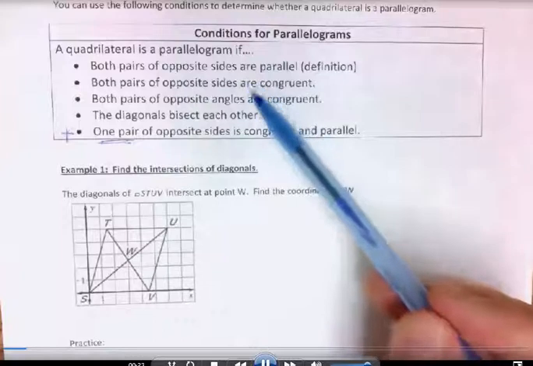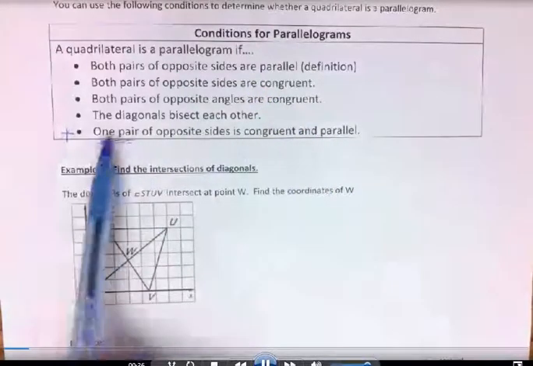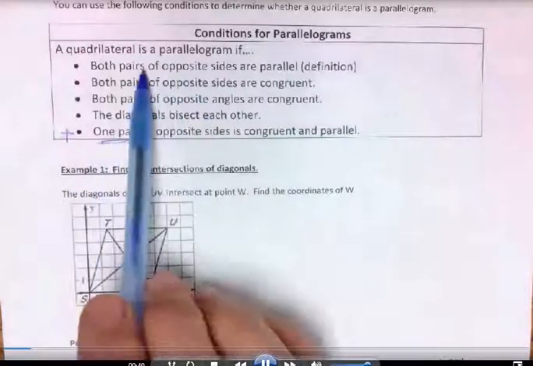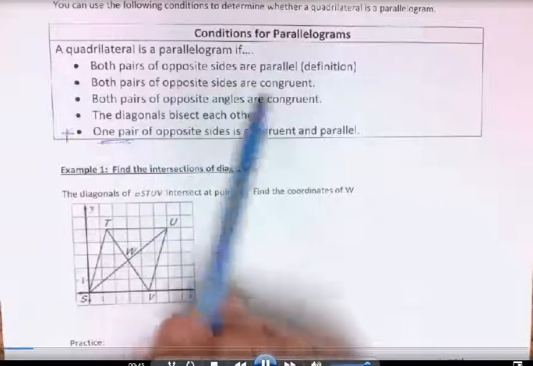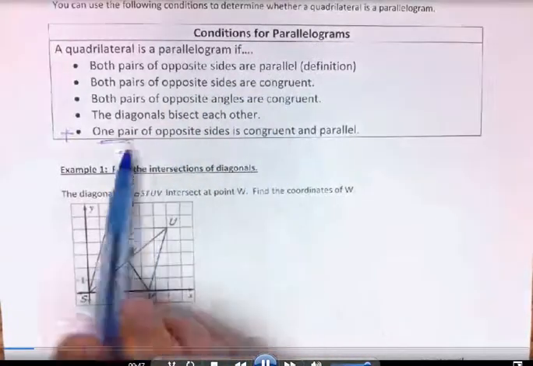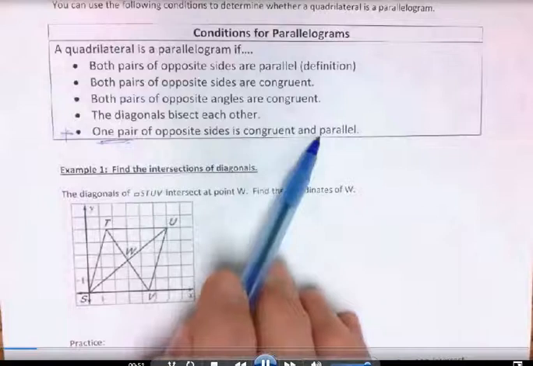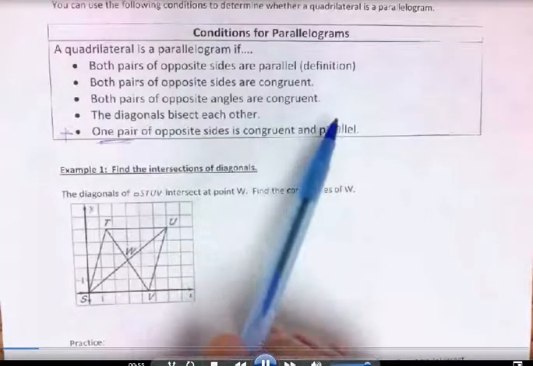If any one of these actually works, you've got yourself a parallelogram, including this new one, which I made a little star here for, where we're so used to saying both pairs of sides have to be parallel, opposite sides have to be congruent. But if you actually have a case where one pair is both congruent and parallel, that's just as good. Okay, so we basically have all the same properties as before.